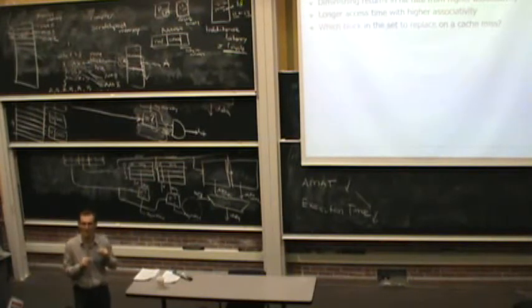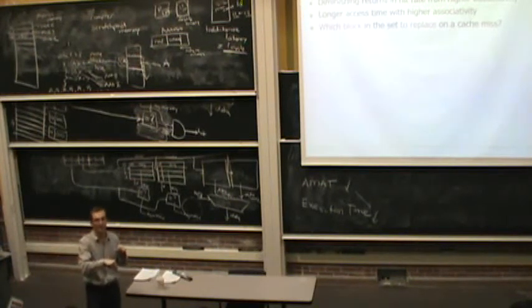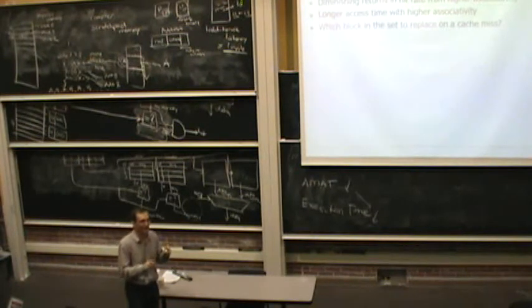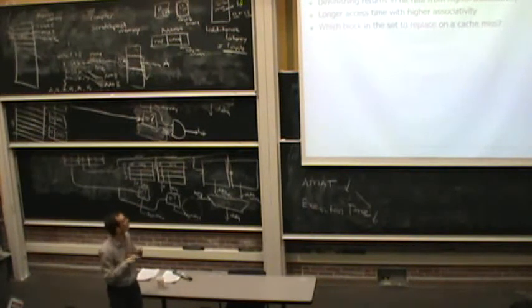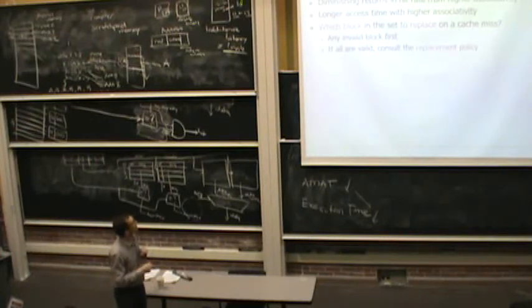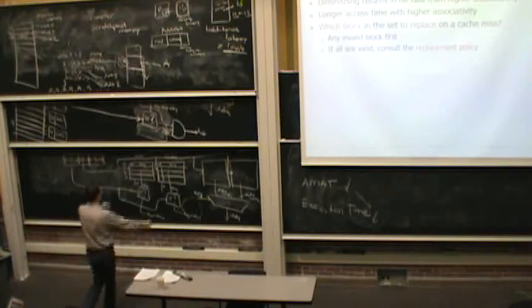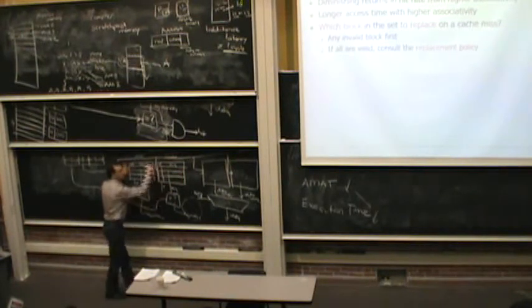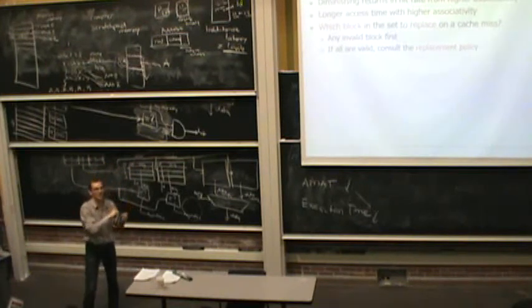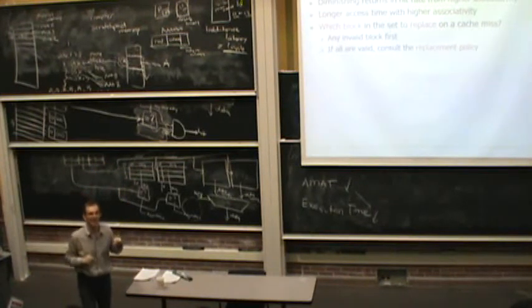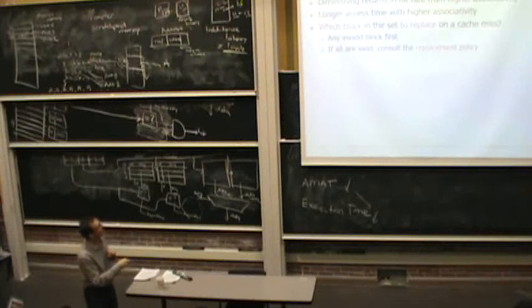In a sense, your decision is, do you actually cache this thing that you're accessing or not? But we're not going to cover that for now. We're assuming that anything we access, we're going to cache. So normally, if there's an invalid block in the set, you first populate those blocks. It doesn't make sense to underutilize your cache, keeping some ways invalid, if you will. But if all are valid, now you need to design a replacement policy.